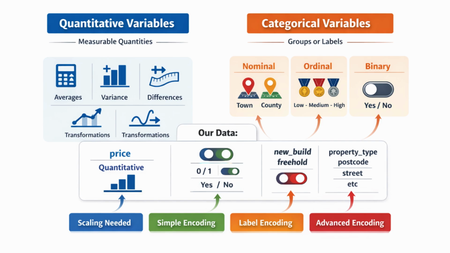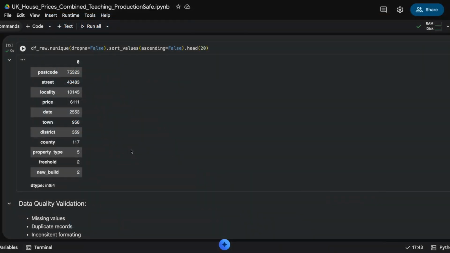In summary, continuous variables might require scaling or log transformation. High cardinality nominal variables require advanced encoding. Binary variables can be encoded simply. Ordinal variables may require ordinal encoding rather than one-hot encoding. In our notebook, we only have one quantitative column, price. We have two binary categorical columns, new_build and freehold. And the rest of the columns are nominal categorical columns such as property_type, postcode, street, etc.